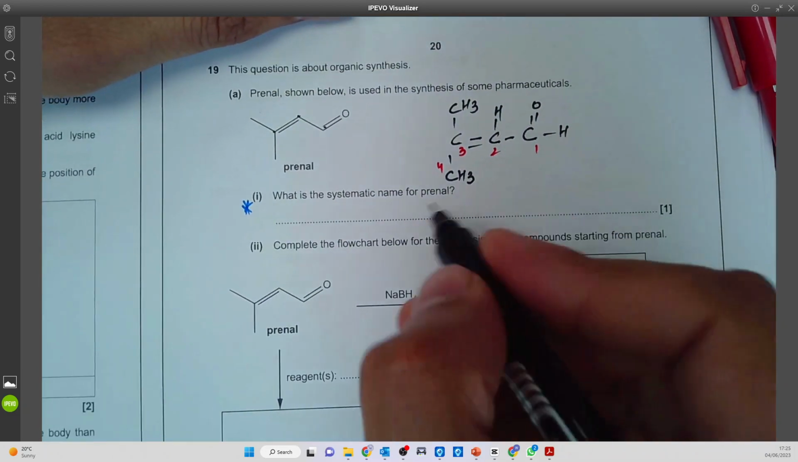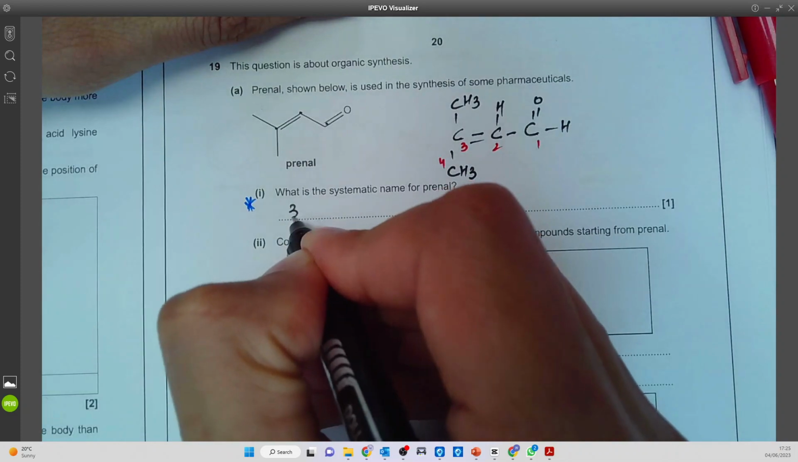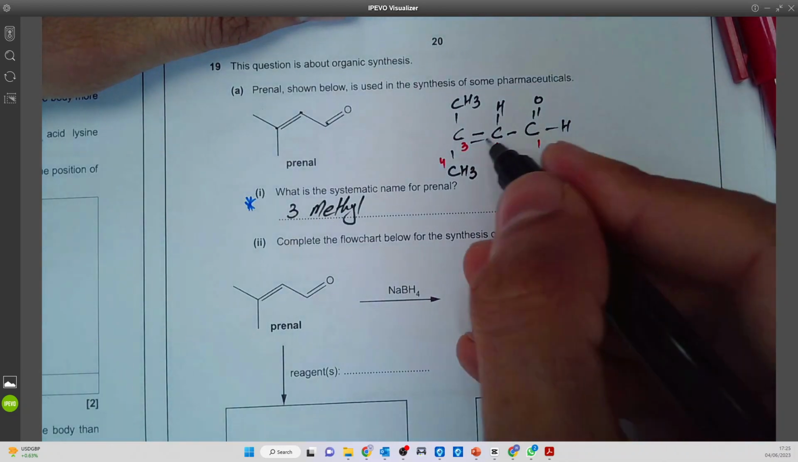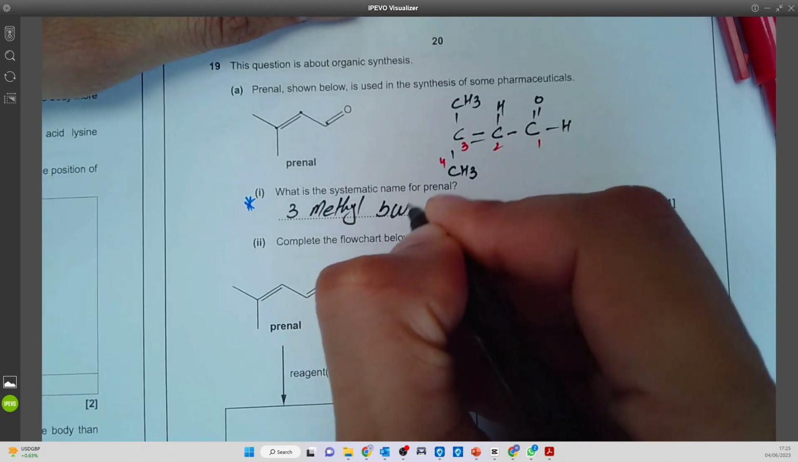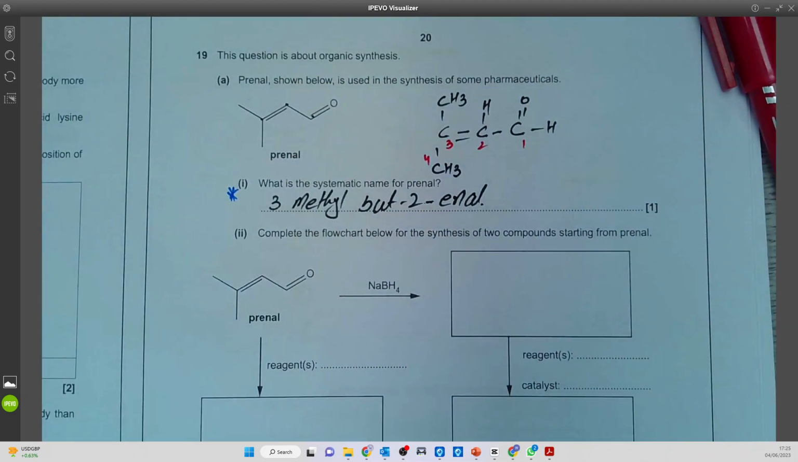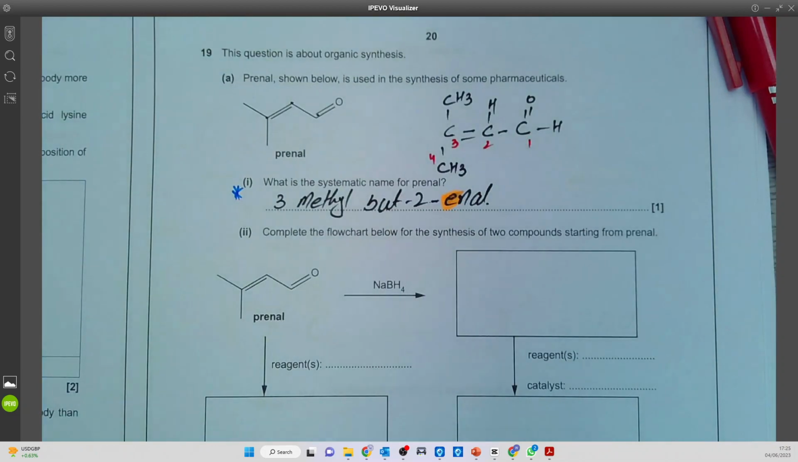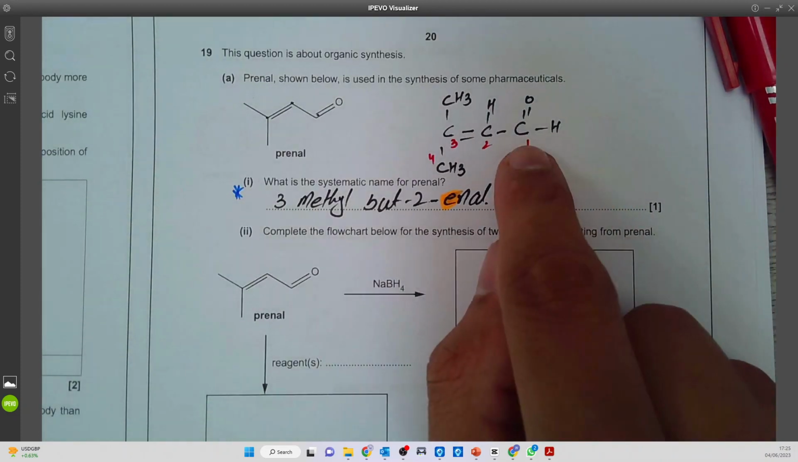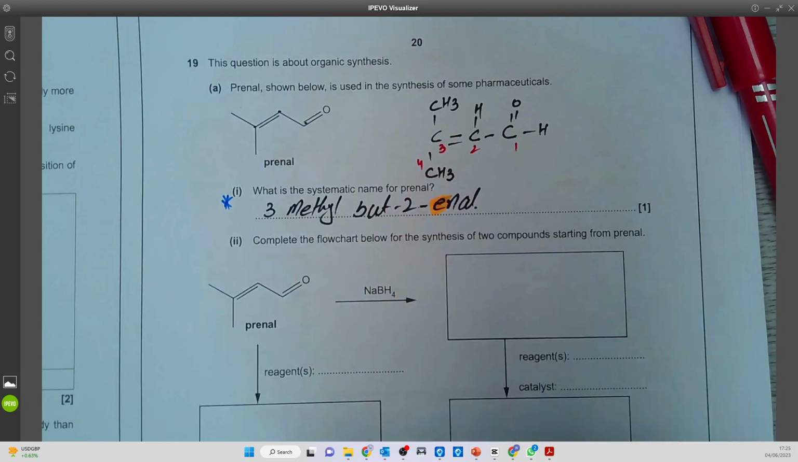Then I can say it will be 3-methyl, 1, 2, 3, 4. So it's going to be but-2-en-ol. This is something additional that you have to keep in mind. If it has a double bond, then you have -en- rather than just -an-. So we do dimethyl. Why dimethyl? You have to go for the longest chain. So this is part of the longest chain. For the third one, you have a CH3.